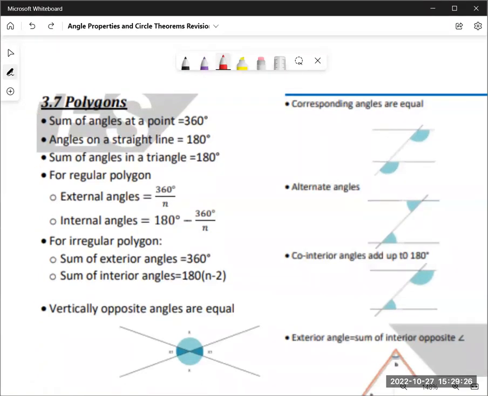Sum of angles at a point equals 360 degrees. Angles on a straight line equal 180 degrees. Sum of angles in a triangle equals 180 degrees. For a regular polygon, the external angle is equal to 360 divided by n. The internal angle is equal to 180 minus 360 divided by n. Niranjana, continue. Diana, continue. For an irregular polygon, the sum of exterior angles equals 360 degrees. The sum of interior angles equals 180 times n minus 2.